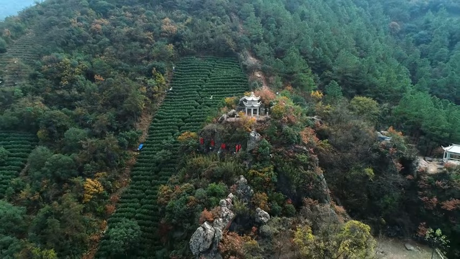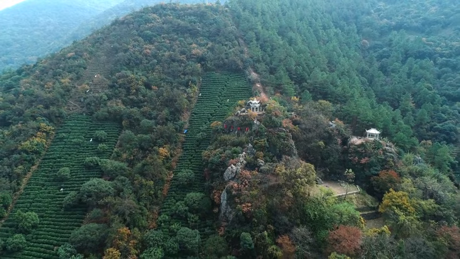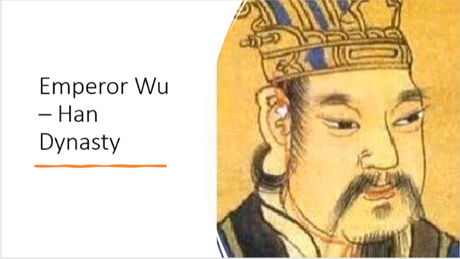In about 100 BCE, Emperor Wu of the Han Dynasty established the Chinese calendar based on the solar year. Now, let's dive into the video.